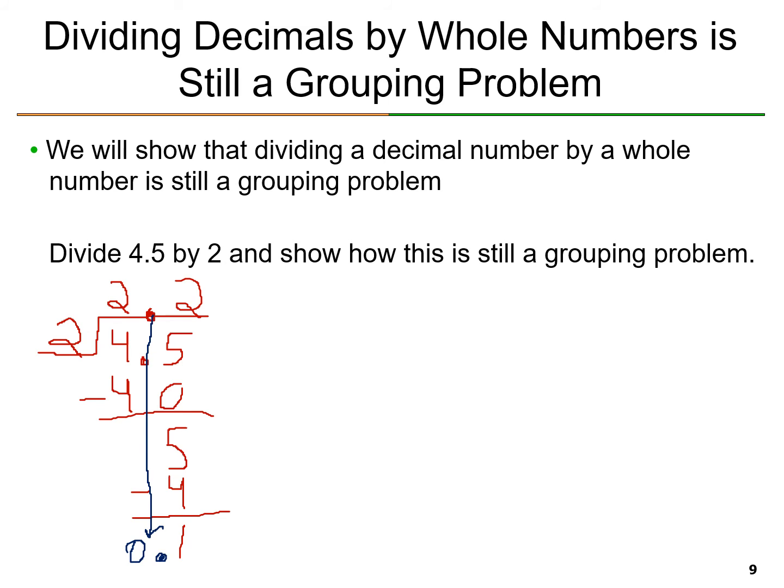Now let's go ahead and interpret this problem as a grouping problem. So this time, the 2 here, which is the divisor, that's the number of groups. And 4.5, the dividend, is the total number of items.